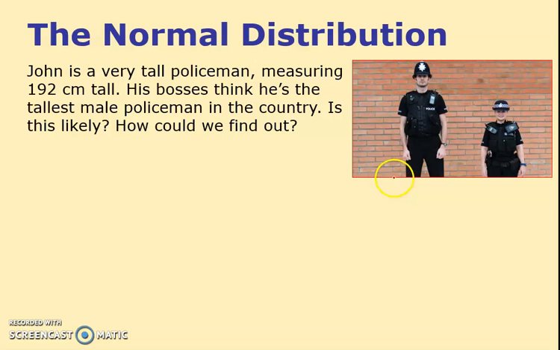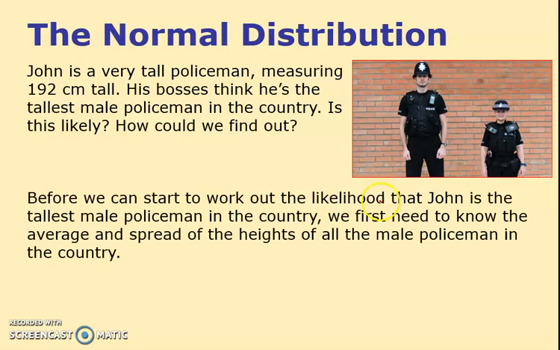Anyway, let's have a look at a few example questions. This first one's about the normal distribution of John. He's apparently a very tall policeman, measures 192 centimetres, and his bosses ponder the question, is he the tallest policeman in the country? I suppose the only way we know is if we know what on average most people are. And I can tell you that most people are 174 centimetres. This is the average, mean height for people. Now the symbol for this, again, is mu equals 174.